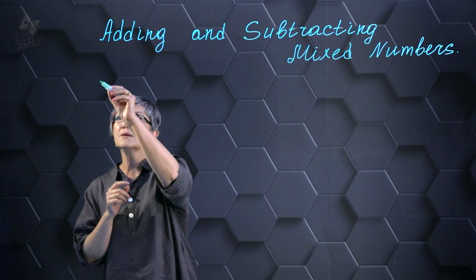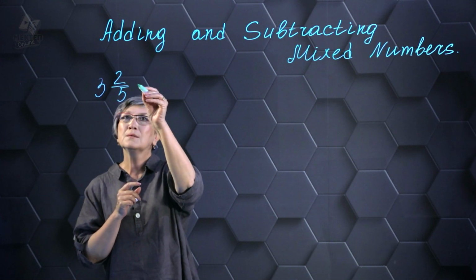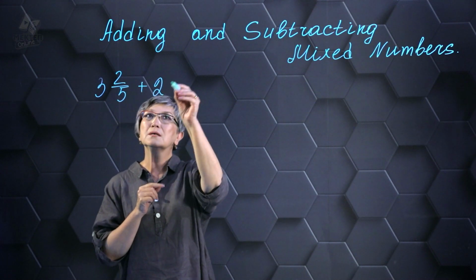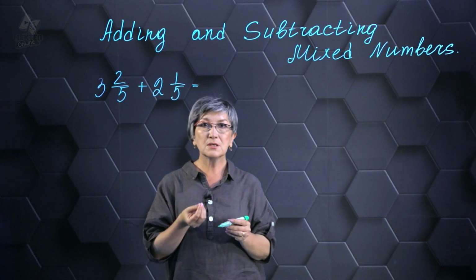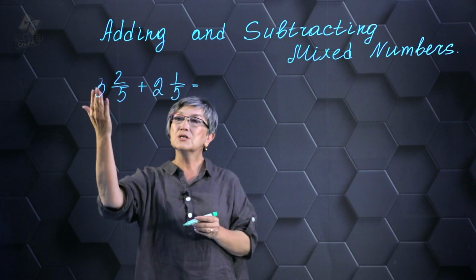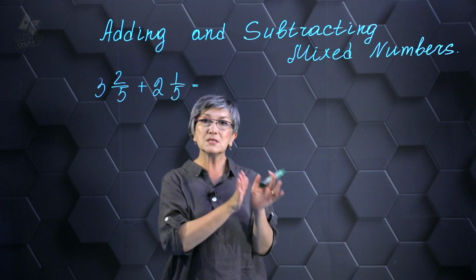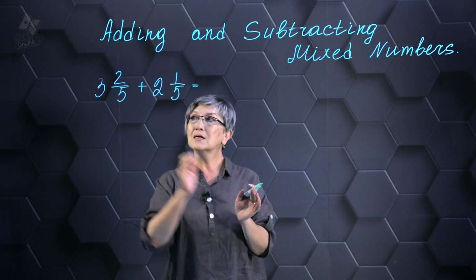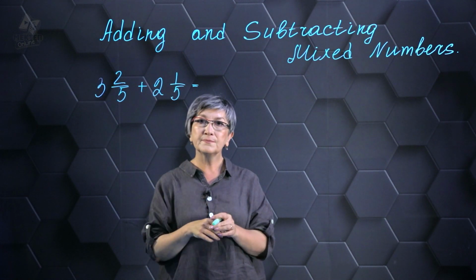Let's say we need to add 3 2/5 to 2 1/5. So what actions do we need to take in order to proceed? We already have mixed numbers, meaning that we have a whole part and a fractional part. So the whole part is 3 and the whole part is 2.